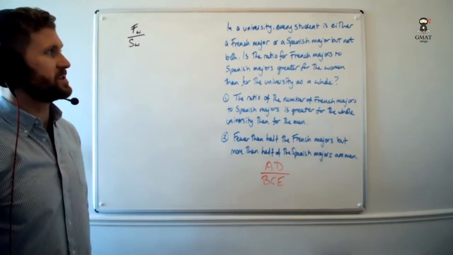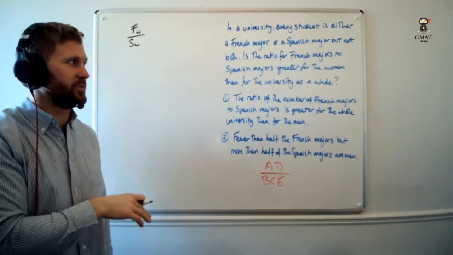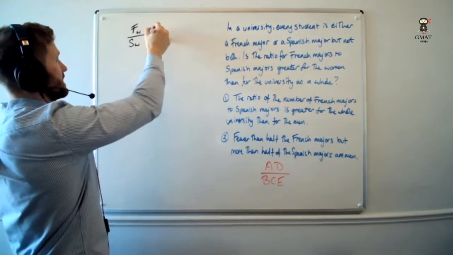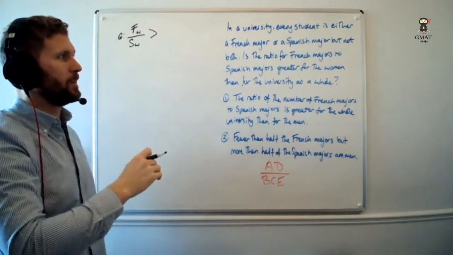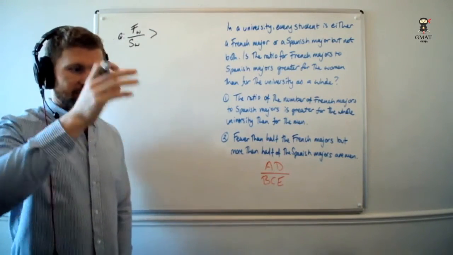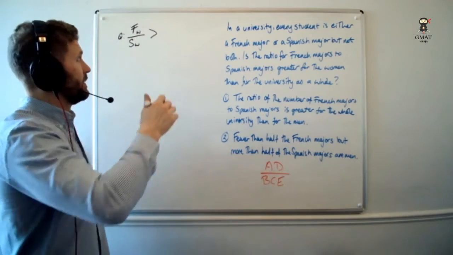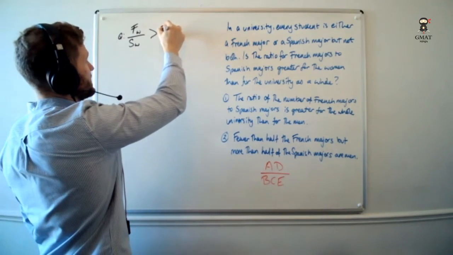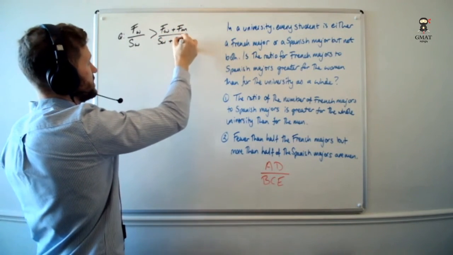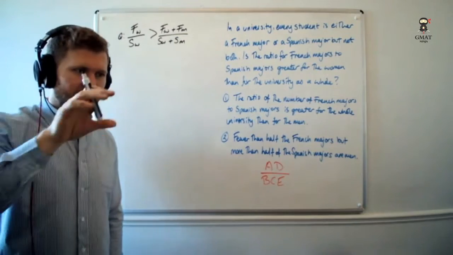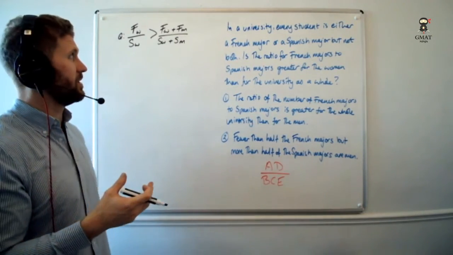of French majors to Spanish majors, and I'm using the subscript W there to represent that this is the ratio for the women. And is that greater than for the university as a whole? Now, I could say F with the subscript U and S with the subscript U to represent university. But what I could also do is say that that's the same as saying the ratio of French for the women and French for the men to Spanish for the women and Spanish for the men. That's the university as a whole.